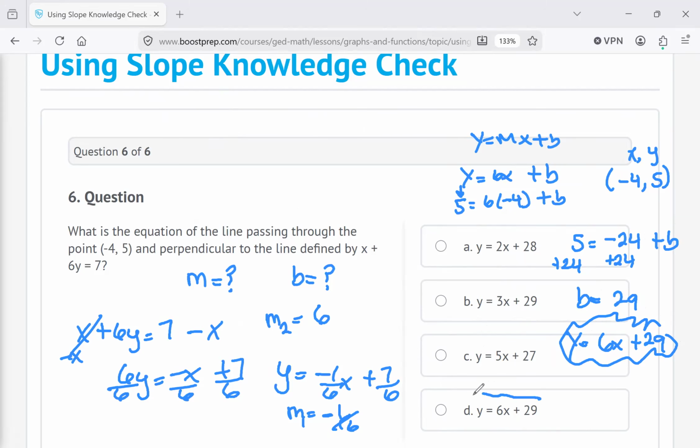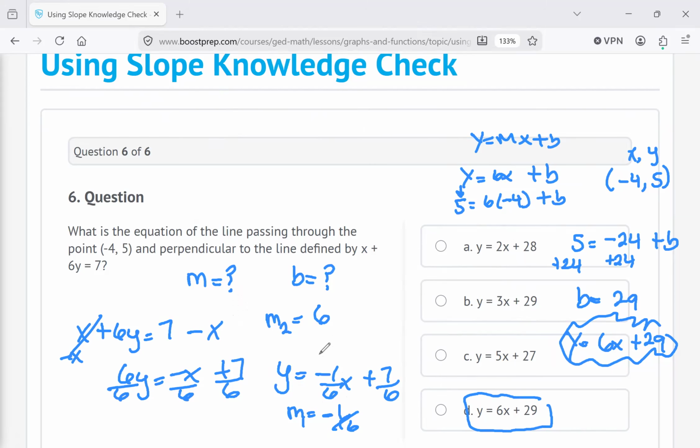Yep, so it's D. There was a lot we had to do for this one. I had to find my slope, and it's perpendicular to this line. So I used this equation, x plus 6y equals 7, and got y by itself. I figured out that the slope of this line is -1/6, right? Our new line is perpendicular to this. So what is the negative reciprocal of -1/6? Yes, positive 6. So my slope is 6.